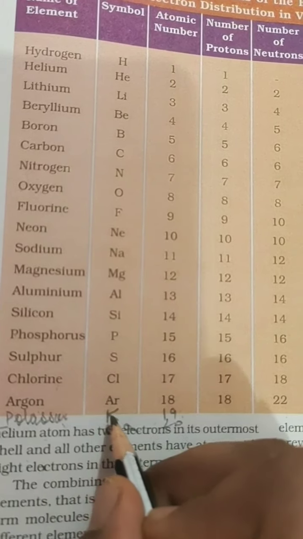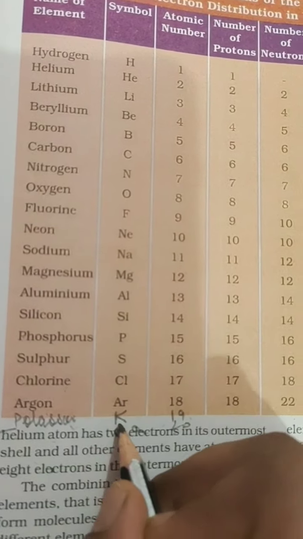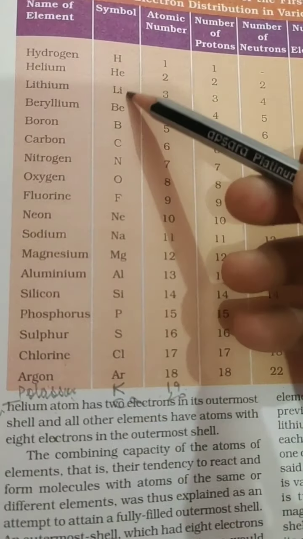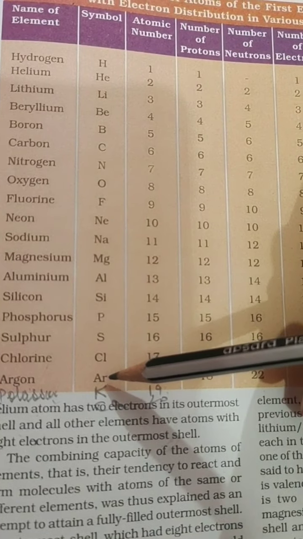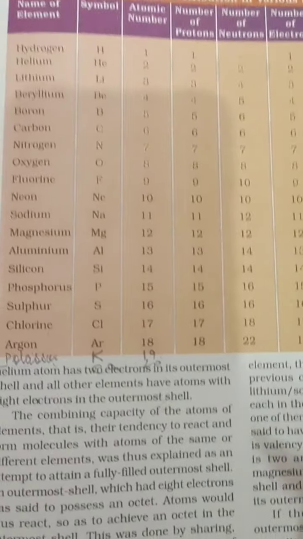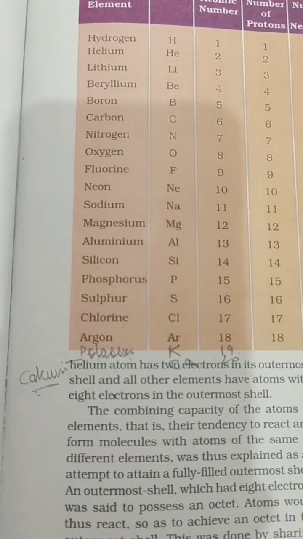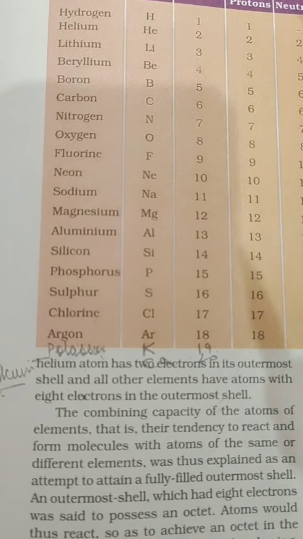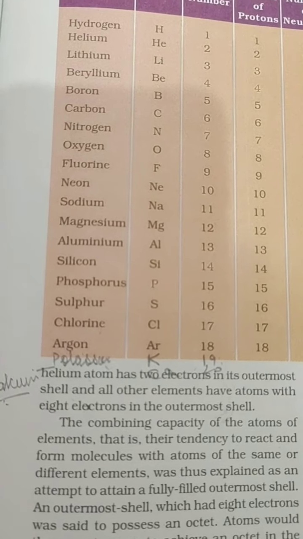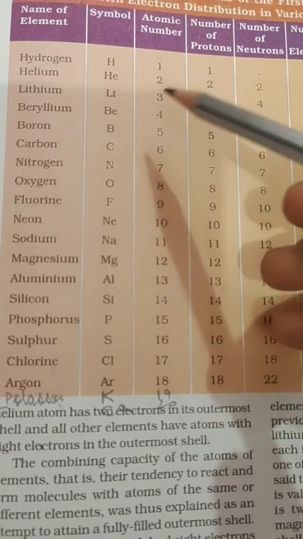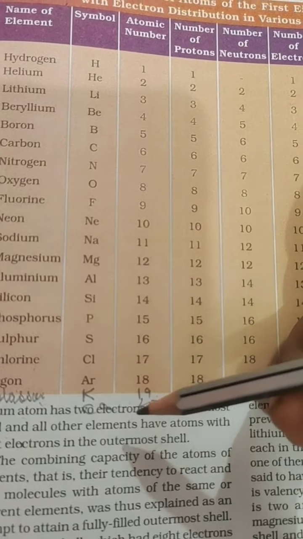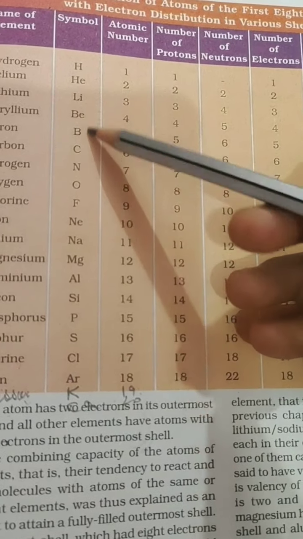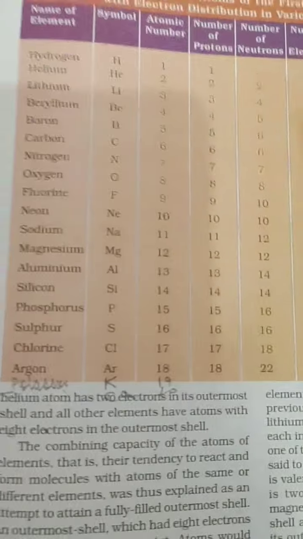The symbol of potassium is K and the symbol of calcium is Ca, and the atomic number of calcium is 20. So you have to learn all the names of the elements in sequence, because the elements are arranged according to their increasing atomic number in the periodic table, which we'll be learning in the next chapter or next class, in class 10. But you have to learn all these from 1 to 20, the sequence of increasing atomic number, and that is why you have to learn them in sequence. So this is your homework.